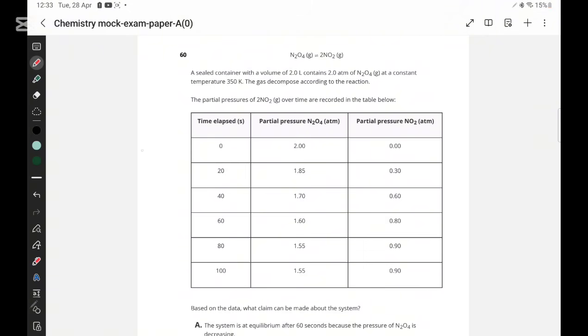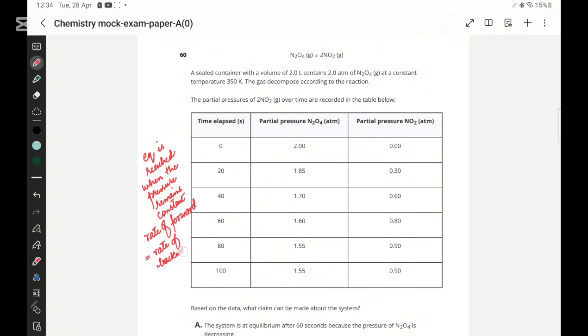First of all, we must know one thing, that equilibrium is reached when the pressure remains constant. And when pressure remains constant, equilibrium is reached. And what does it indicate? That the rate of forward reaction is equal to the rate of backward reaction.